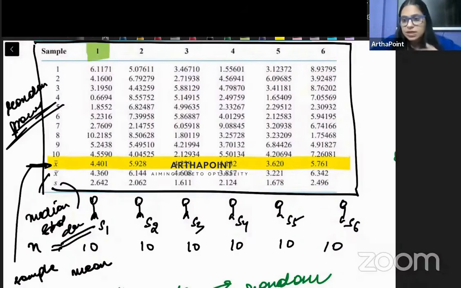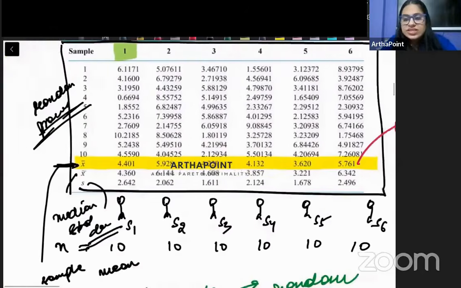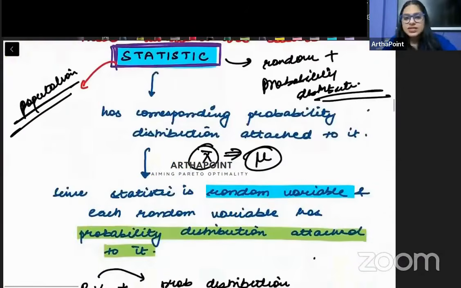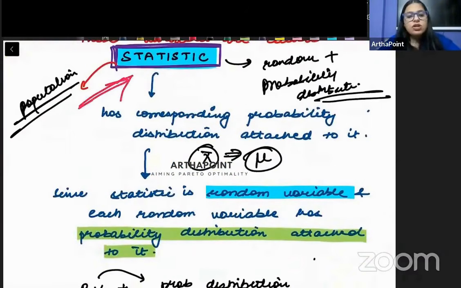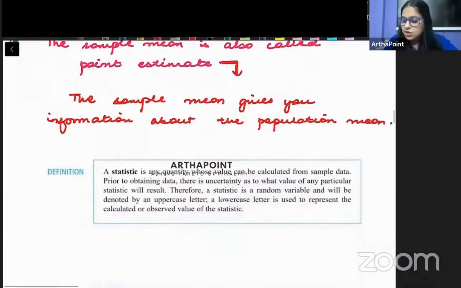वो मैं अभी आपको थोड़ी देर में बताऊंगी. But I can go ahead and get some information about the population mean based on the sample mean. So this is now therefore a statistic. इसको हम क्या बोल देंगे? We will call this a statistic. Am I clear with this part? ठीक है बेटा.